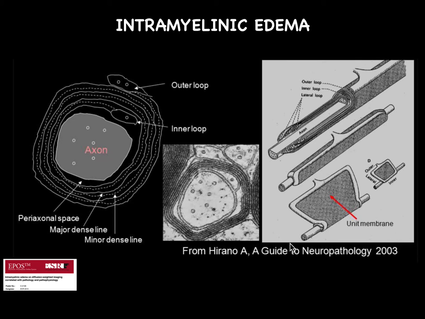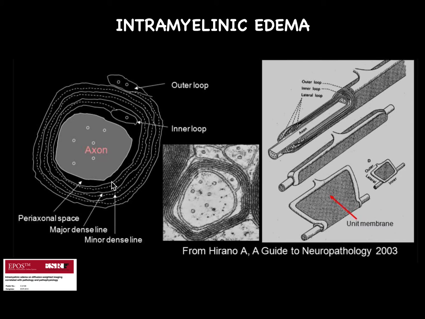So let us see what happens in intramyelinic edema. This is a cross section of an axon, and these are the inner loop of the cell process of the oligodendrocyte. The oligodendrocyte forms layers around the axon to make it a myelinated fiber or a myelinated neuron. This is the inner loop and this is the outer loop which surrounds the axon. The space surrounding the axon is called the periaxonal space.